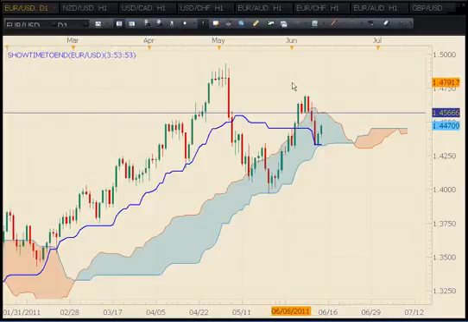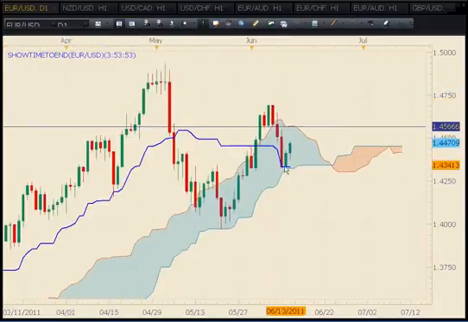Now what I'm looking at again, I came down here on the daily and bounced off the bottom of this Kumo, but I wasn't looking for a Kumo bounce on this because I'm not trading it daily.